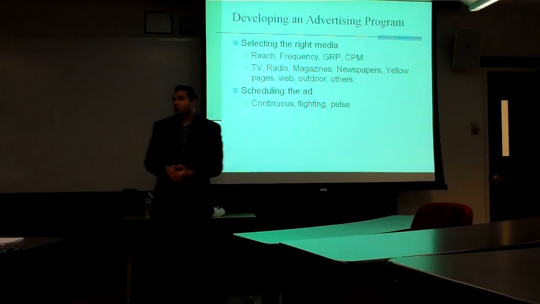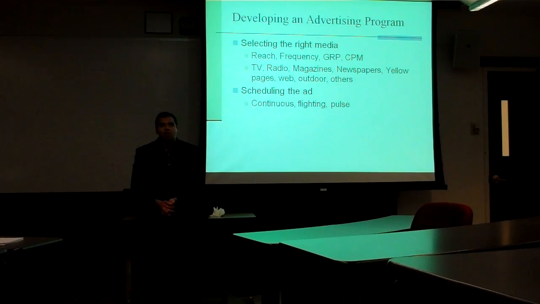GRPs are a way to see media weight. So reach times frequency is known as GRP, or gross rating points, which a lot of media companies use. CPM is short for cost per 1,000 impressions, which is a way to assess how much an ad will cost.